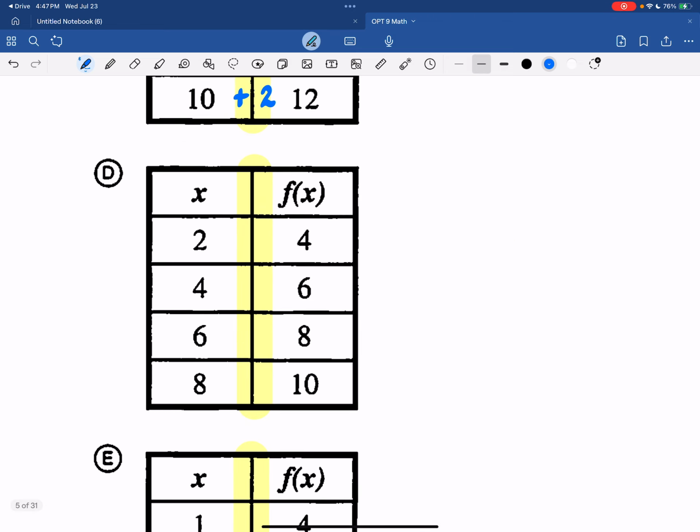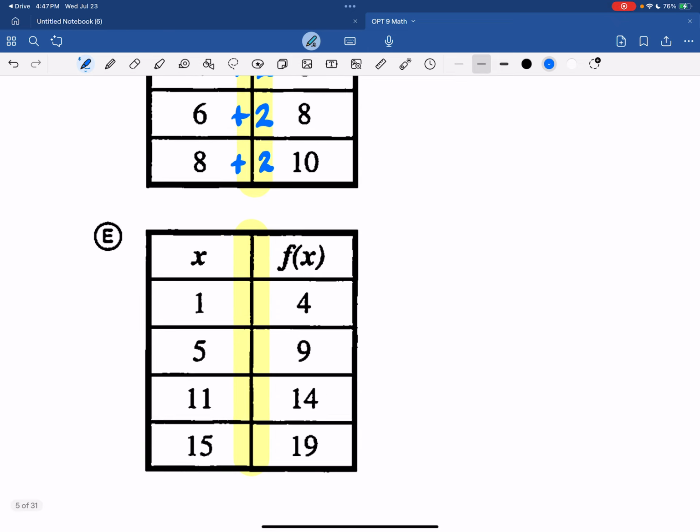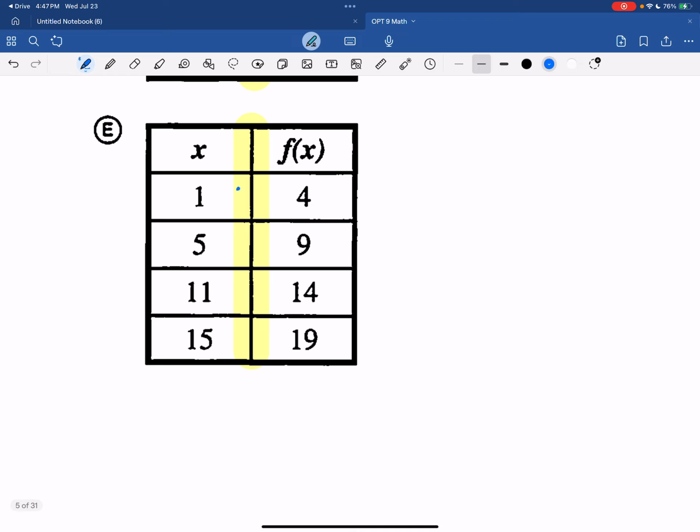On D, here I would be adding 2, adding 2, adding 2, adding 2. This one is linear. It is constant in the rate of change. So I think it's D. But let's check E just to be sure.